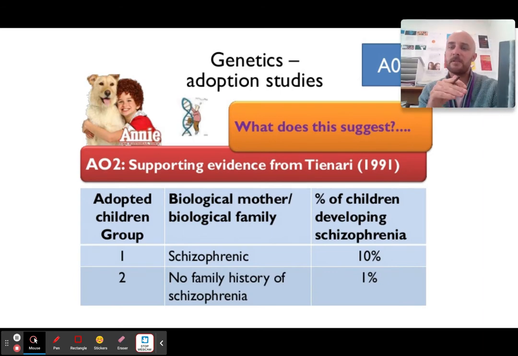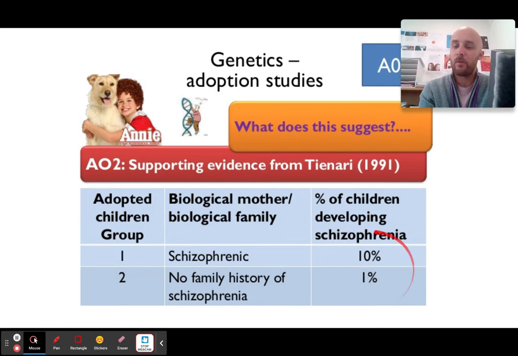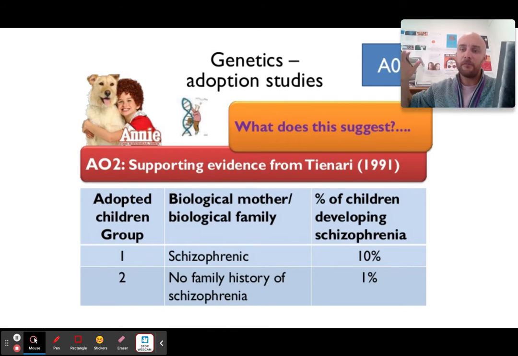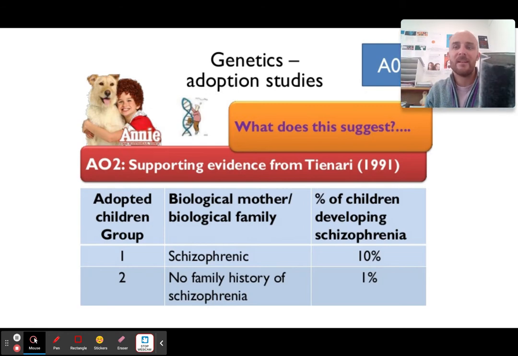This is an attempt to try to separate out the biology from the environment, and you need to be able to understand what this actually means. If the mum, who you don't know, by the way, who you've never met in your life, so clearly not an environmental pressure here, if the mum that you never knew had schizophrenia, you have a 10 times higher likelihood of developing schizophrenia, which is quite something, I think.